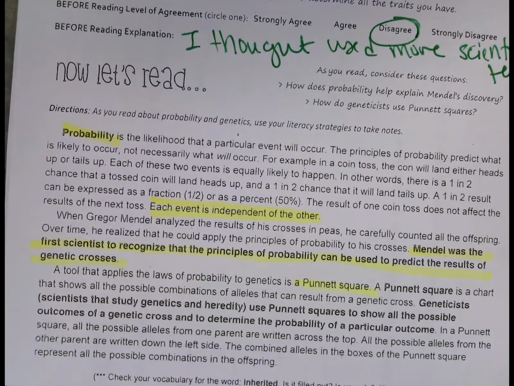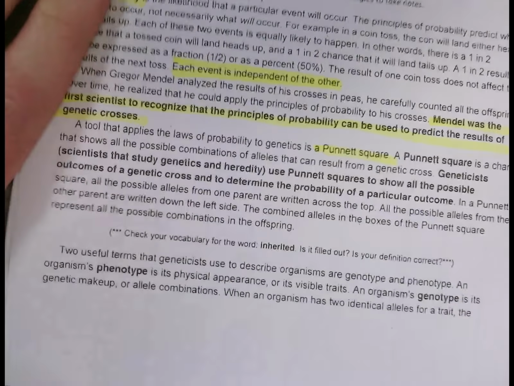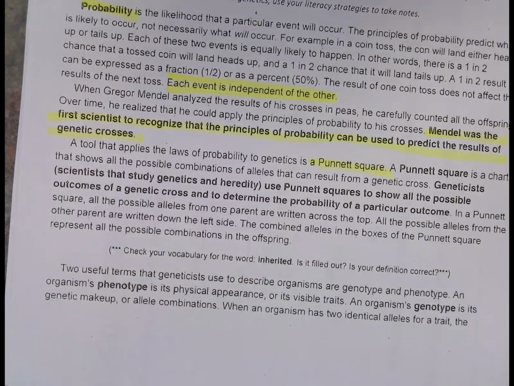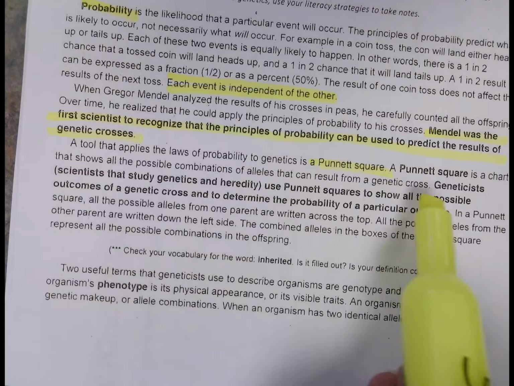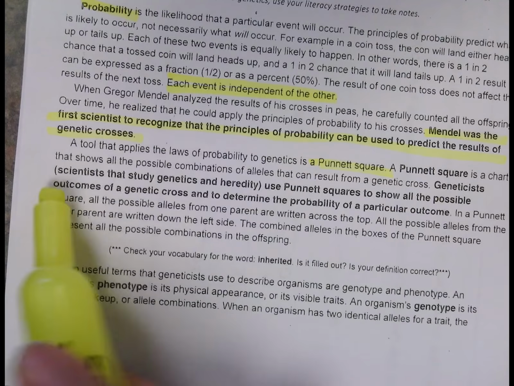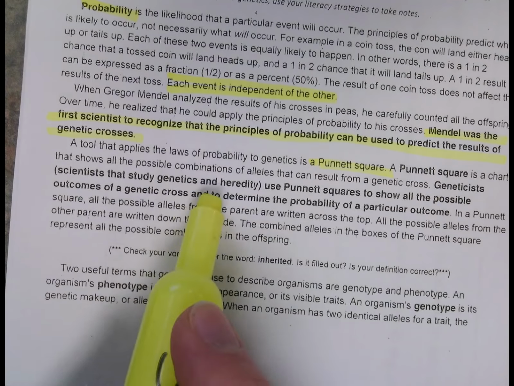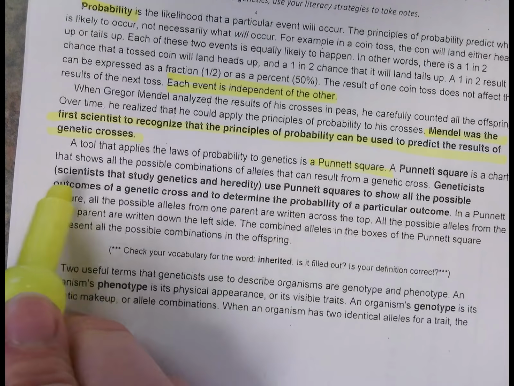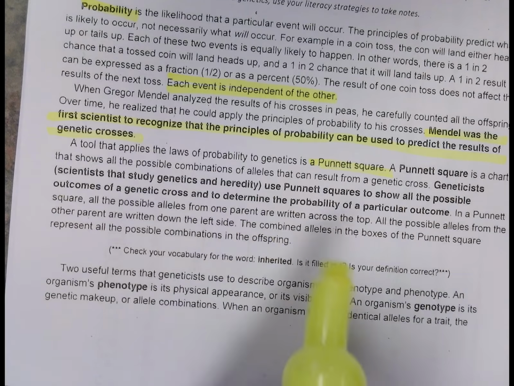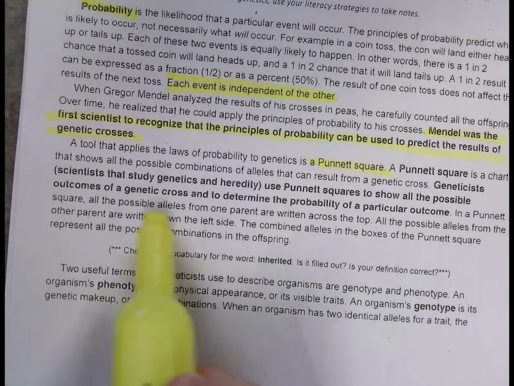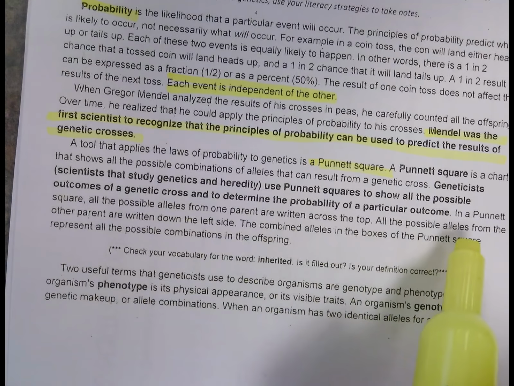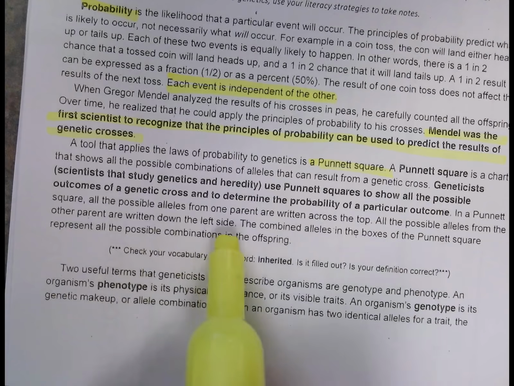This will probably be, not probably, I think there's a couple questions on your NCFE at the end of the year that have to do with Punnett squares, which is why I'm making sure that we go over this. A Punnett square is a chart that shows the possible combinations of alleles that can result from a genetic cross. Scientists that study genetics and heredity use Punnett squares to show all the possible outcomes of a genetic cross and to determine the probability of a particular outcome. In a Punnett square, all the possible alleles from one parent are written across the top. All the possible alleles from the other parent are written down the left side.